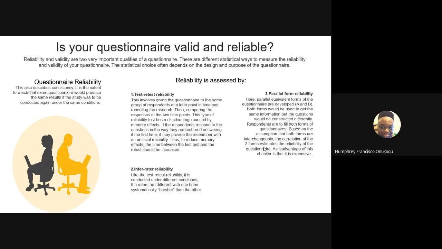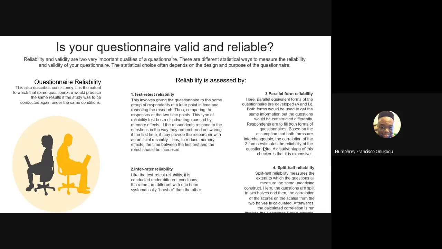And we have parallel form reliability. Here, parallel equivalent forms of the questionnaire are developed. They are the same questionnaire, but maybe the format of the question arrangement is different, A and B. They are equivalent, okay? Both forms will be used to get the same information, but the questions will be constructed differently. Respondents are to fill both forms of the questionnaire based on the assumption that both forms are interchangeable. The correlation of the two forms estimates the reliability of the questionnaire. A disadvantage of this check is that it is very expensive.